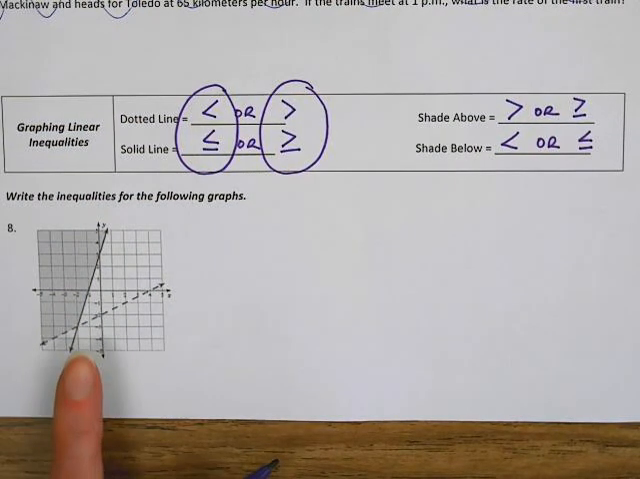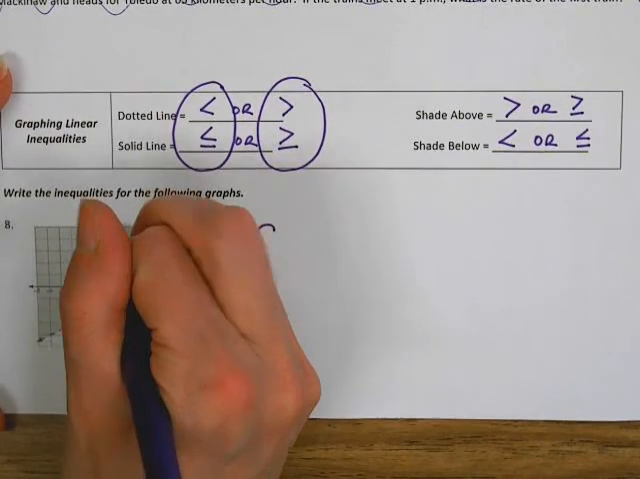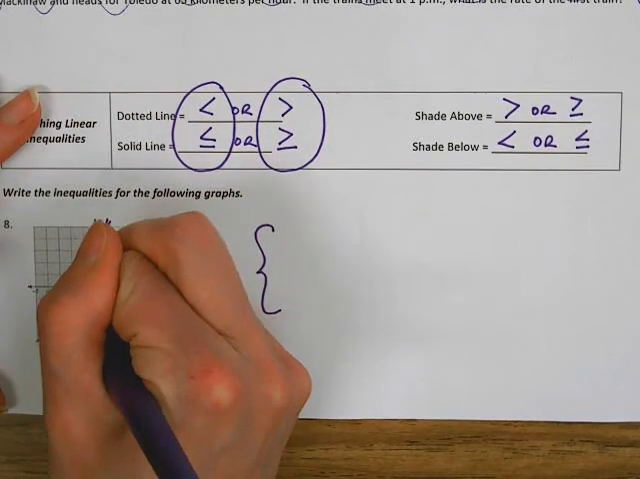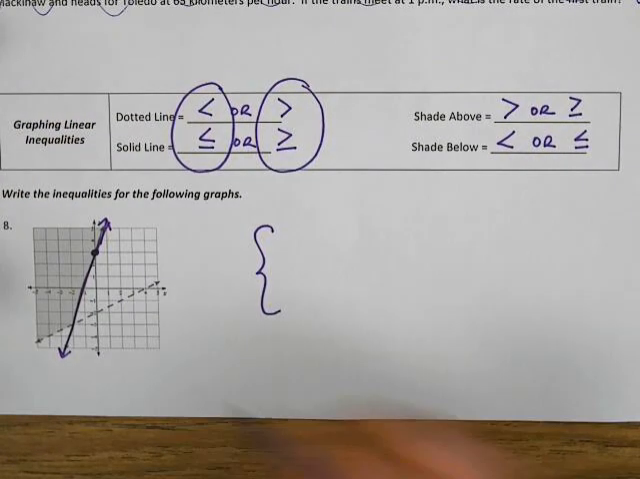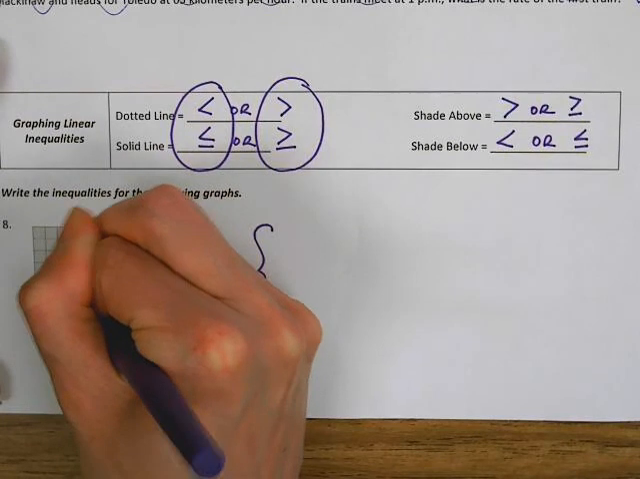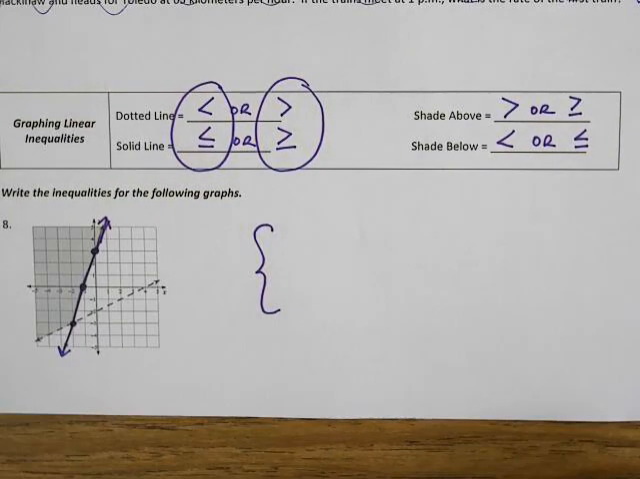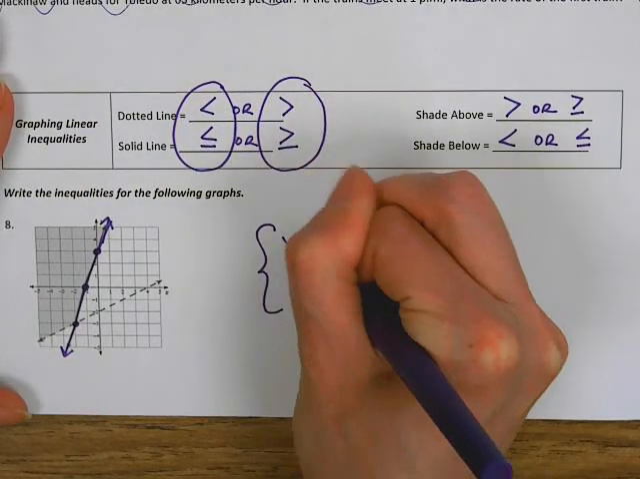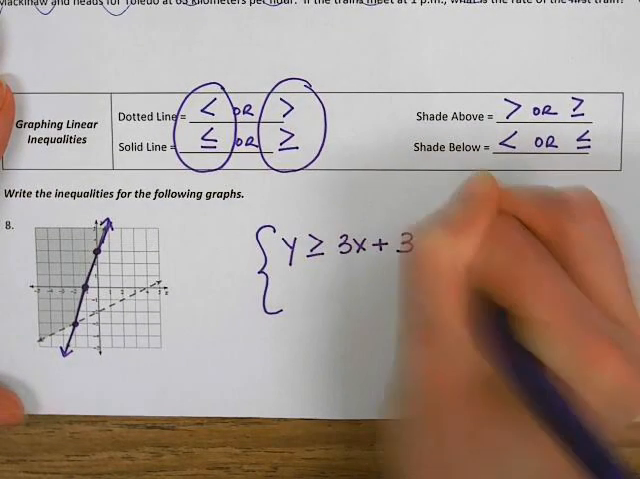Okay, so given a shaded solution, can you write the system? All right, so let's do this purple line first. The purple line has a y-intercept at 3 and a slope of 3 as well, right? Up 3, right 1, up 3, right 1. Okay, and then we're shading above it. So it's going to be y is greater than or equal to 3x plus 3, mx plus b.